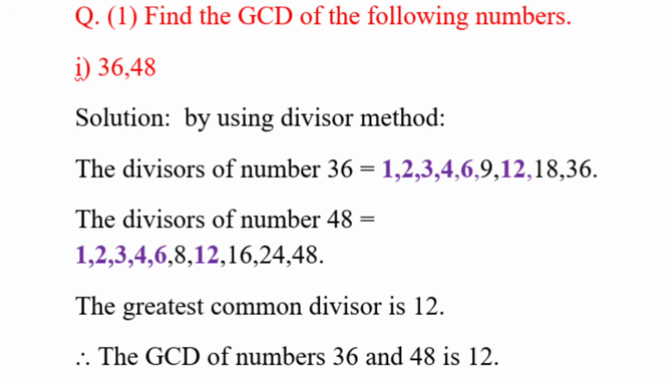So here we made the list of divisors of number 36 and 48. And in those divisors, the commons are 1, 2, 3, 4, 6 and 12. And among these, 12 is the greatest one. Hence, the greatest common divisor is 12, and the GCD of numbers 36 and 48 is 12. Now here the divisors mean that 36 and 48 can be easily divided by these numbers, or 36 and 48 are present in the table of 2, 3, 4, 6 and so on.